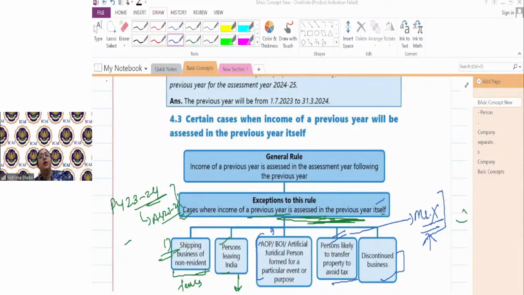Madhav, see, if you talk from the layman language, previous year and financial year are the same until and unless a previous year is a shorter period. Otherwise, financial year cannot be a shorter period. Okay?